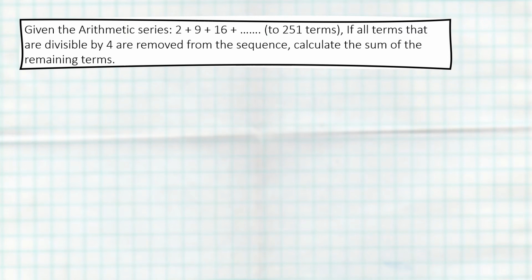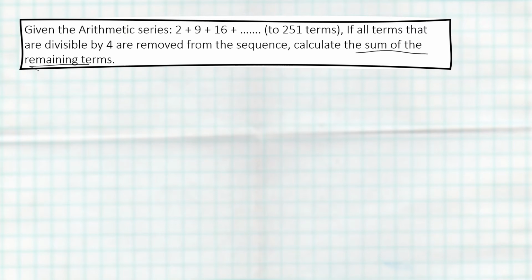Calculate the sum of the remaining terms. So in order to solve this problem, you must know the sum of the terms that are divisible by 4, and you must also know the sum of all the terms, so that on the sum of all the terms, you're just going to subtract the sum of terms that are divisible by 4, and you calculate the sum of the remaining terms. So that's basically how you approach this kind of question with this kind of restriction.